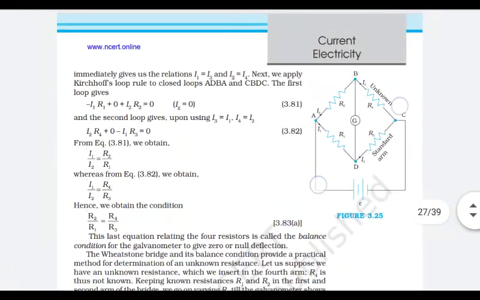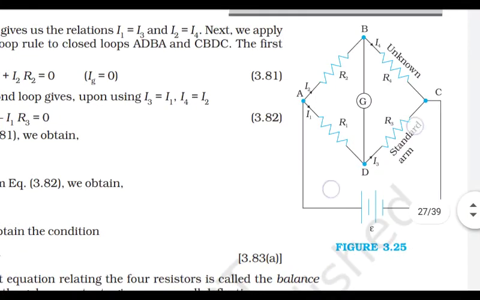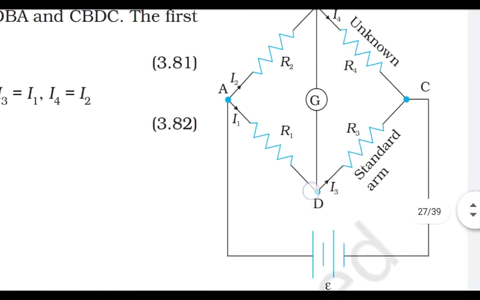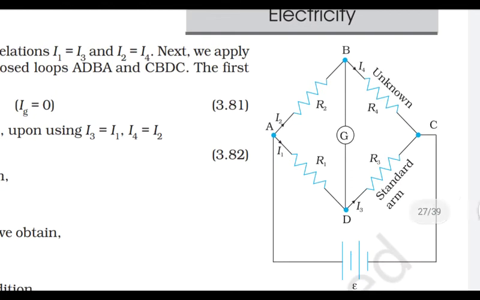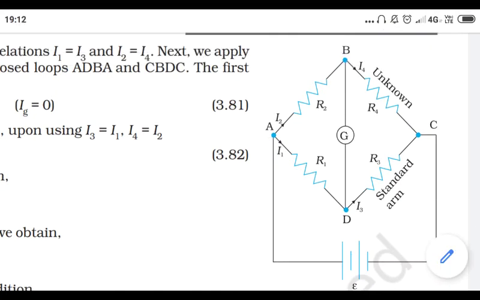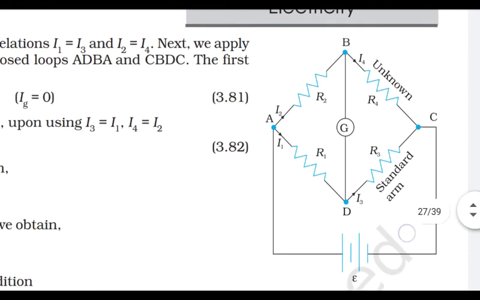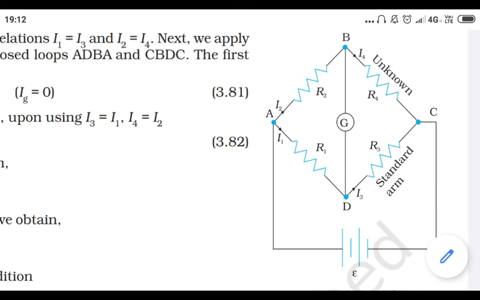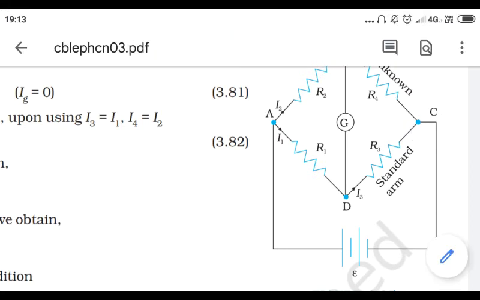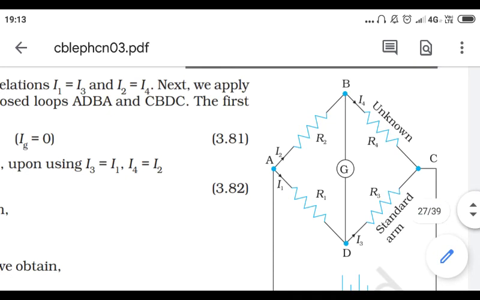Now what you can see, along points A and C a battery is connected. Two cells, so I call it a battery, and whose EMF is E. Along the diagonal B and D, you can see a G connected, which is called a galvanometer.